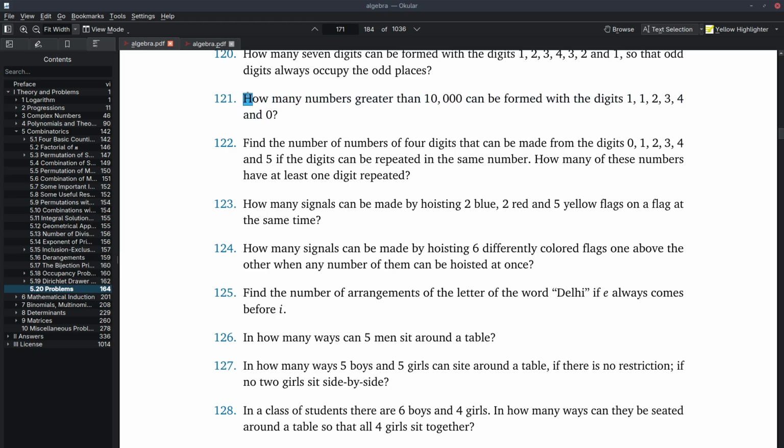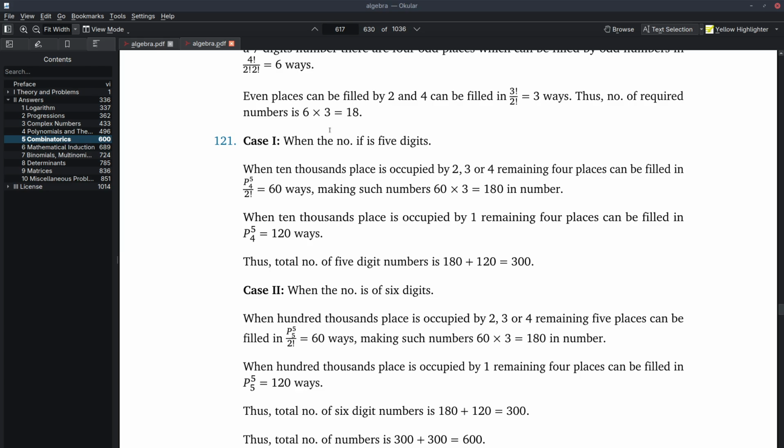Question 121 says that how many numbers greater than 10,000 can be formed with the digits 1, 1, 2, 3, 4 and 0. So we are given 6 digits. We can also make 100,000 numbers. So the first case is when the number is of 5 digits. So 10,000 place can be occupied by 2, 3, 4.